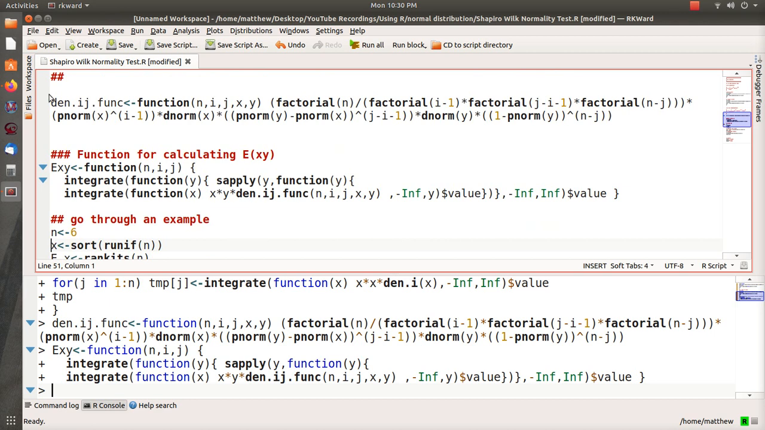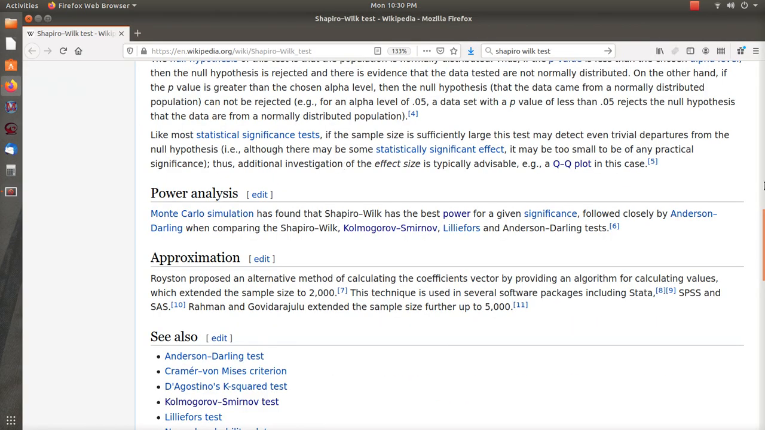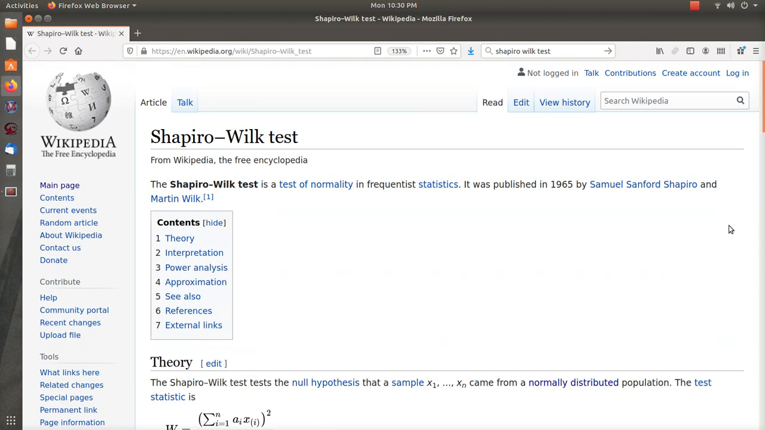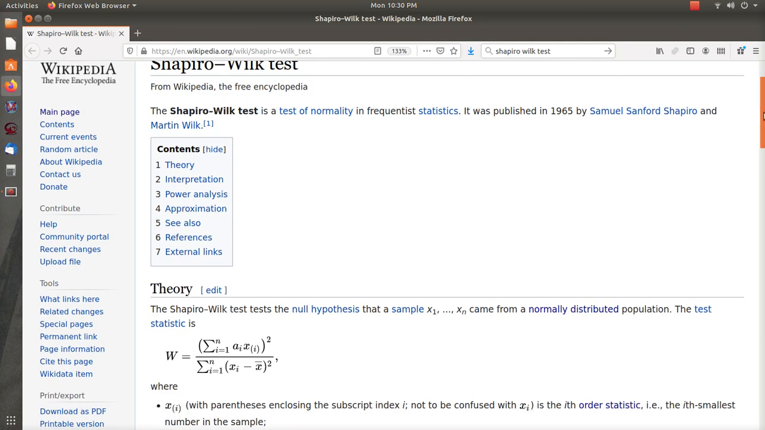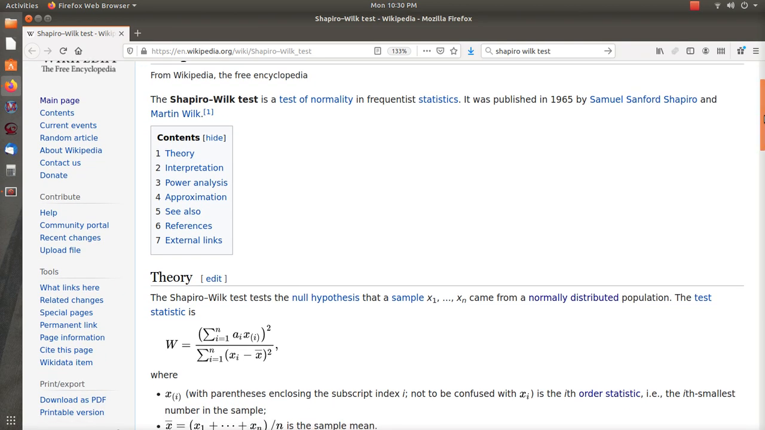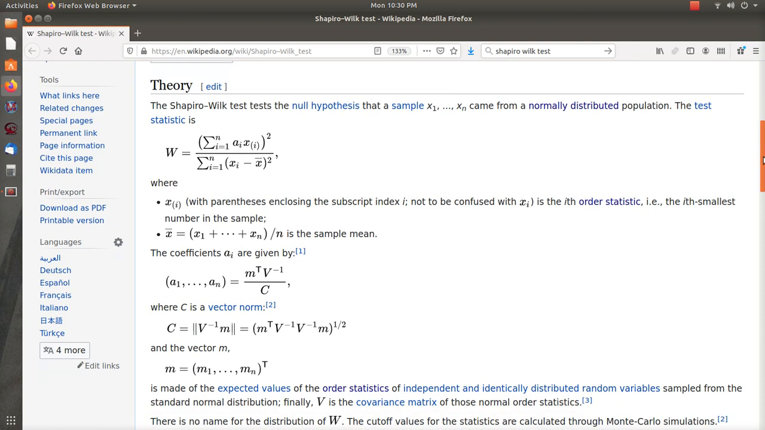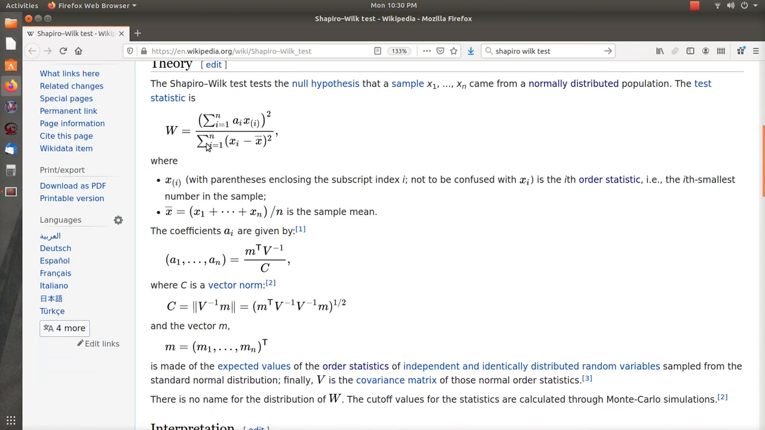But first I want to go to the Wikipedia page of the Shapiro-Wilk test and look at it. And this is it. So it's a test for normality. The null hypothesis is that your sample comes from a normal distribution. The alternative is that the sample doesn't come from a normal distribution. But this is the test statistic that we're calculating, W. So there's no known distribution for W. So all the critical values or cutoff values are generated through simulations.